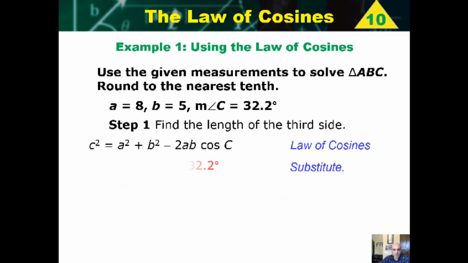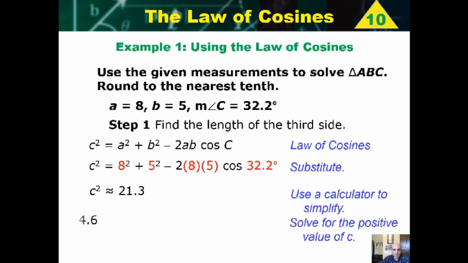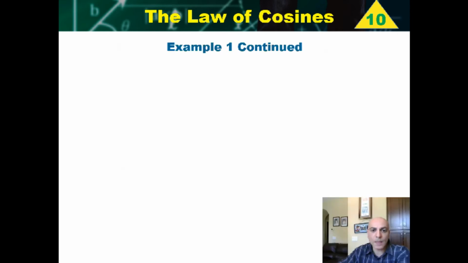So here it is written in a nice typed format for you. You use the law of cosine, you substitute, use the calculator to simplify, and then don't forget to take the square root of the C squared to give you the C.